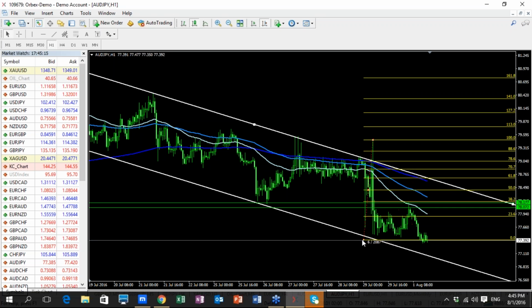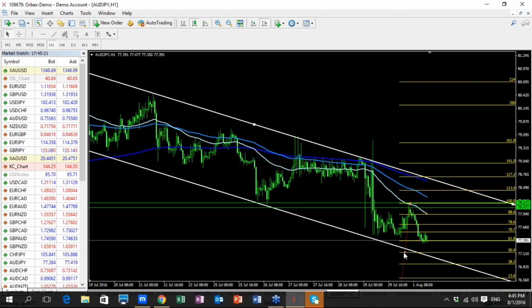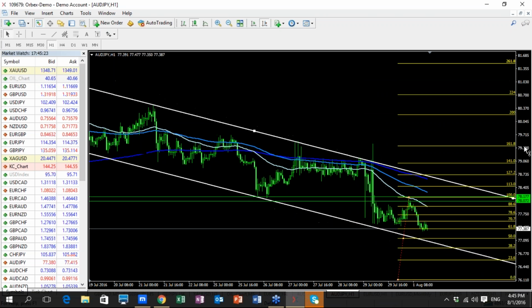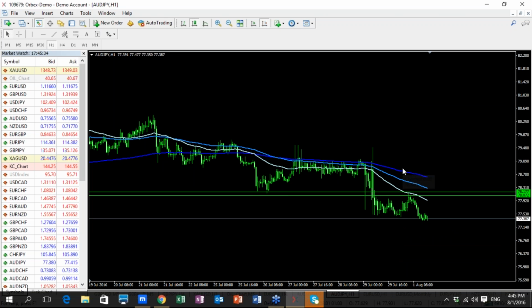Okay, let's see. So that's roughly how much it could be coming downwards to, but it needs to break that up first. Okay, break that up, come back a bit there, and then all the way down. Okay, all right, there you go. So that's what's going on with the AUD/JPY at the moment, but you want to look at the price as well. Price is at 77.38.